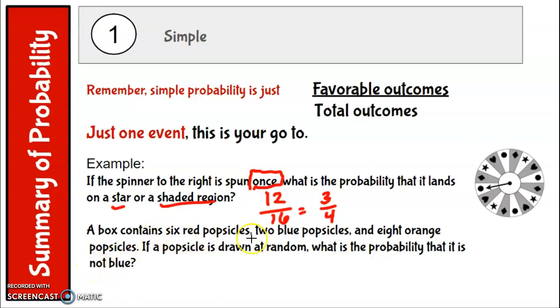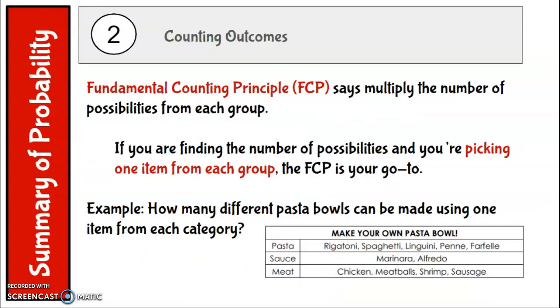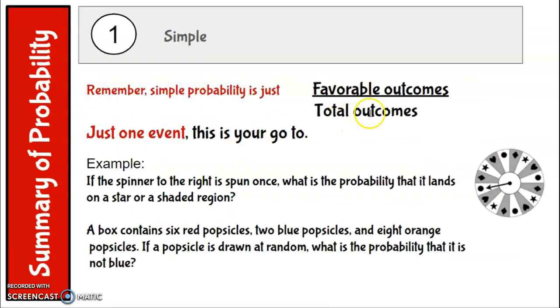A box contains 6 red popsicles, 2 blue popsicles, and 8 orange popsicles. If one popsicle is drawn at random, what is the probability that it is not blue? So it's just one event. There's 6 and 8 is 14 out of 16 popsicles in the box. That's a 7 out of 8 probability that it's going to be not blue. So just remember, simple probability, if it's just one event, is the number of favorable outcomes out of the total outcomes.